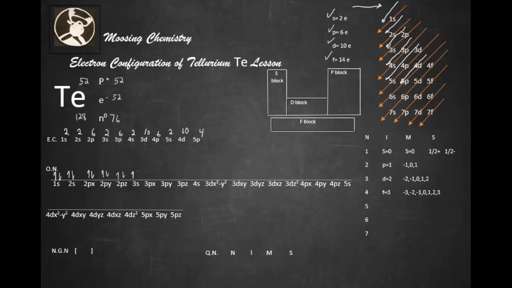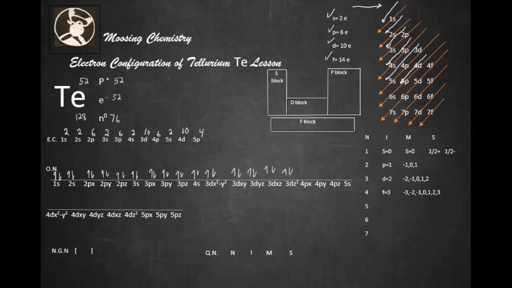Pretty easy. Here comes our 3s, up and down, then the 3p. Then the 3d: 1, 2, 3, 4, 5, 6, 7, 8, 9, and 10.